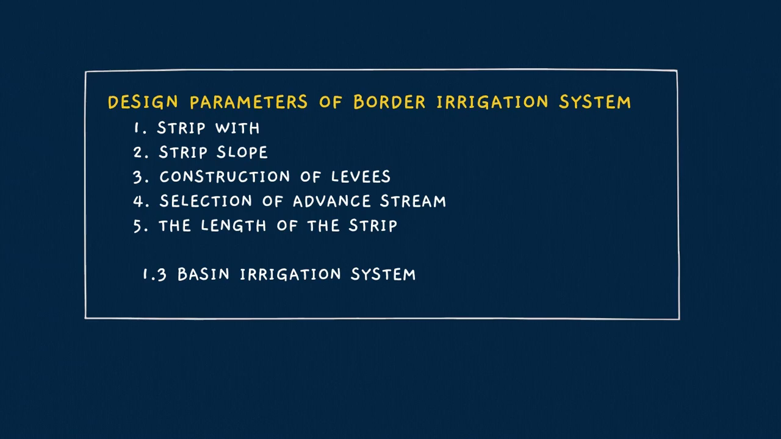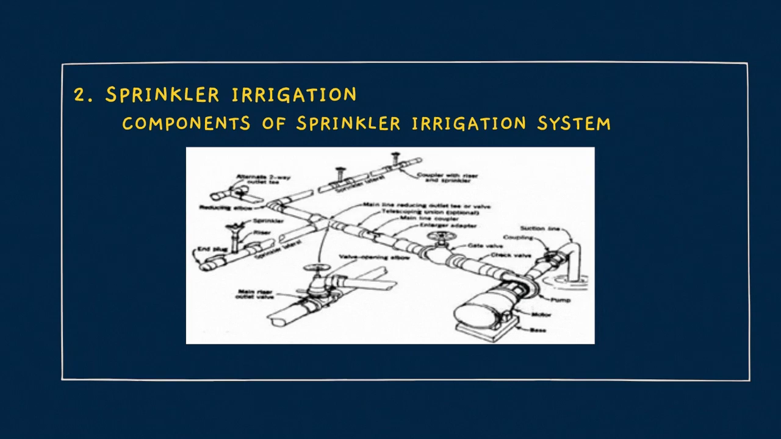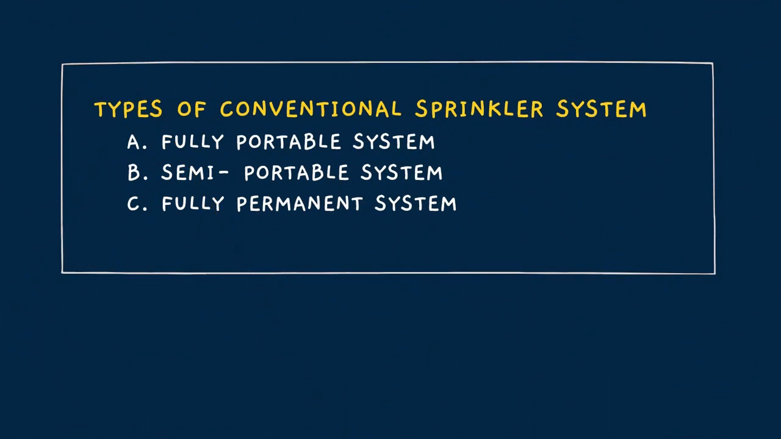Basin irrigation system. Number 2, components of sprinkler irrigation system. These are the images. Types of conventional sprinkling system. A, fully portable system. B, semi-portable system. And C, fully permanent system.